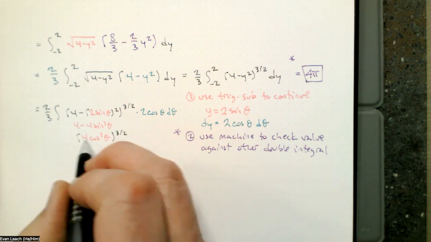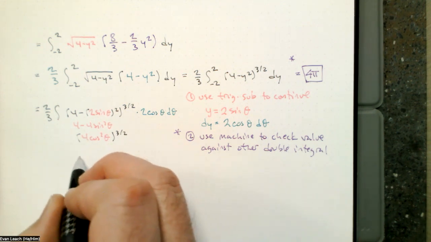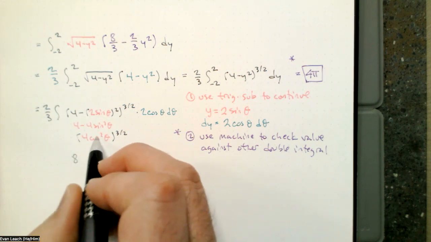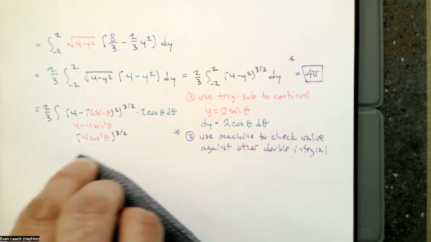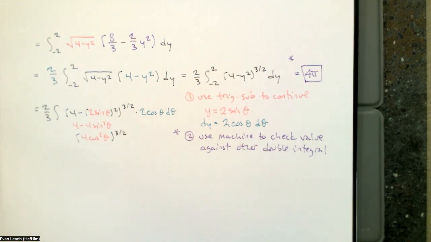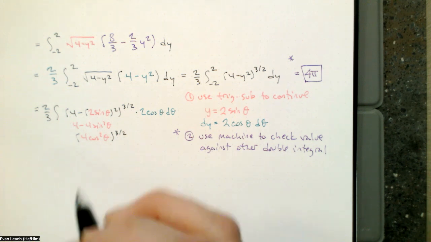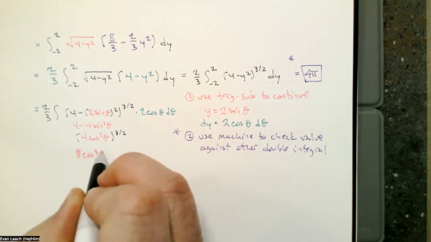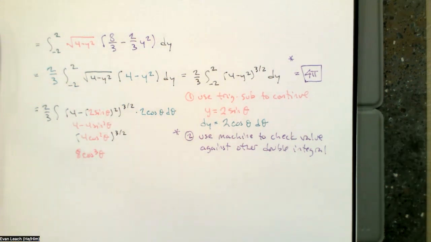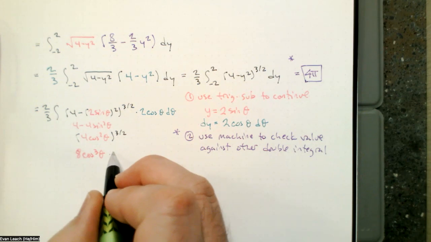So 4 to the 3/2: the square root of 4 is 2, and 2 cubed is 8. So it's going to be 8. Cosine squared: the square root of cosine squared is cosine, raised to the 3rd power is cosine cubed. So all this becomes 8 cosine cubed. And so the point of our trigonometric substitution was to get us to 8 cosine cubed for this 4 minus y squared to the 3/2. Now we still have this times 2 cosine theta d theta.